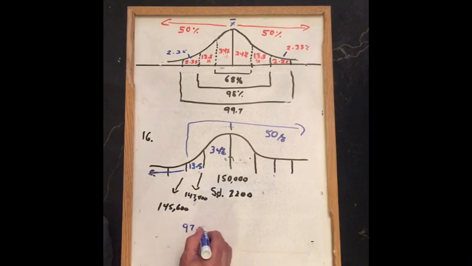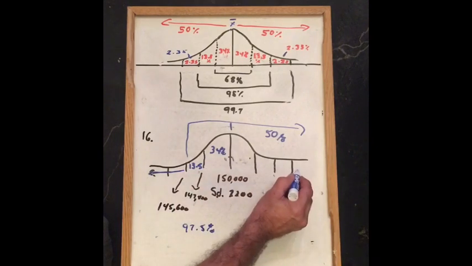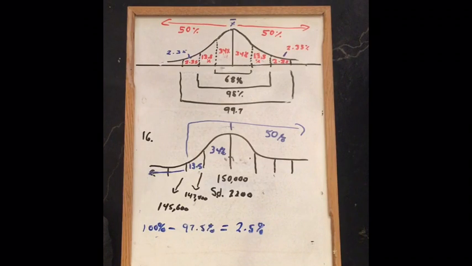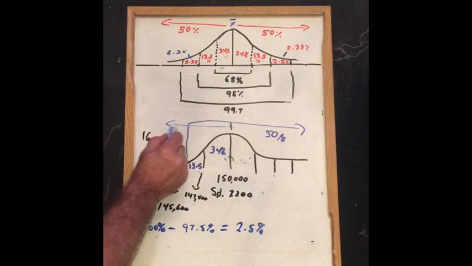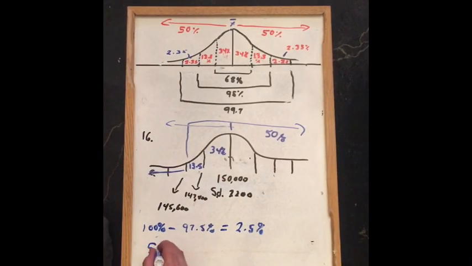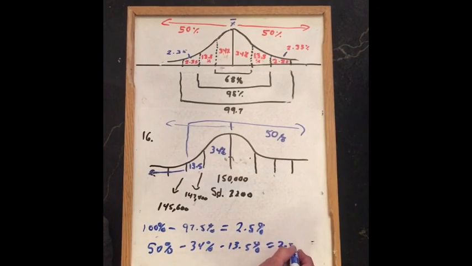So 97.5% will be above, and since this has to cover all of it, we can subtract 100% minus that number to get 100% minus that is equal to 2.5%. We could have done this just noticing that this is 50% here, and 50 minus 34 minus 13.5 is also 2.5%.